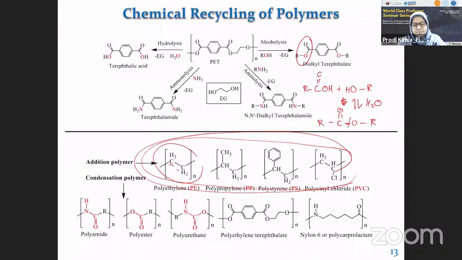Yes. Actually, PLA is proven to be biocompatible. PLA is made from lactic acid. Lactic acid can be produced in our body as well, by the cell respiration process.